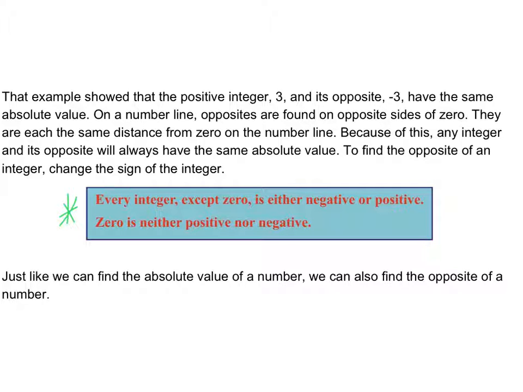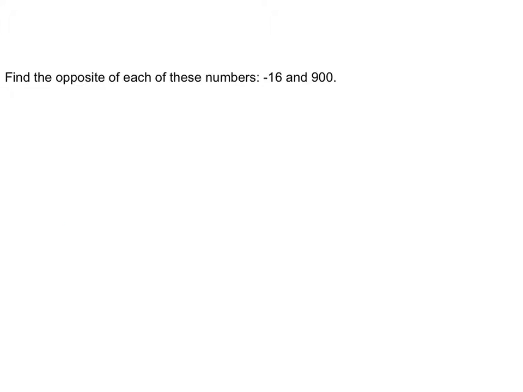Just like we can find the absolute value of a number, we can also find the opposite of a number. And all we have to do is change the sign. So if we're finding the opposite of these two numbers, if I've got negative 16, the opposite of that is just positive 16. So I change the sign from negative to positive. If I've got the number 900, it's a positive 900, so the opposite of that would be a negative 900.